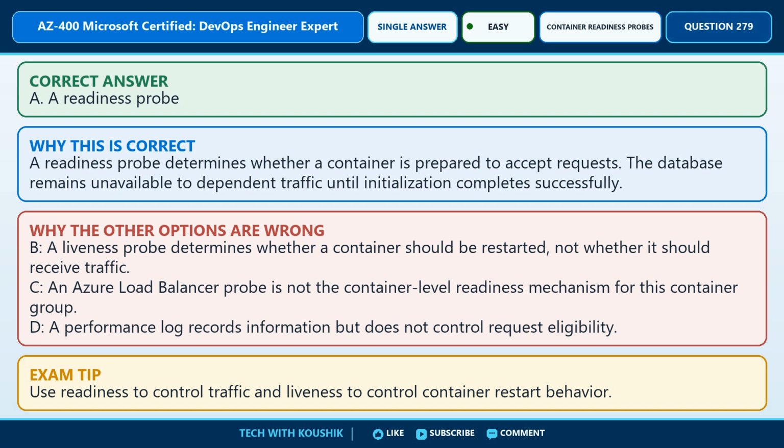Why are the other options not correct? B. A liveness probe determines whether a container should be restarted, not whether it should receive traffic. C. An Azure Load Balancer probe is not the container-level readiness mechanism for this container group. D. A performance log records information but does not control request eligibility. Exam tip. Use readiness to control traffic and liveness to control container restart behavior.